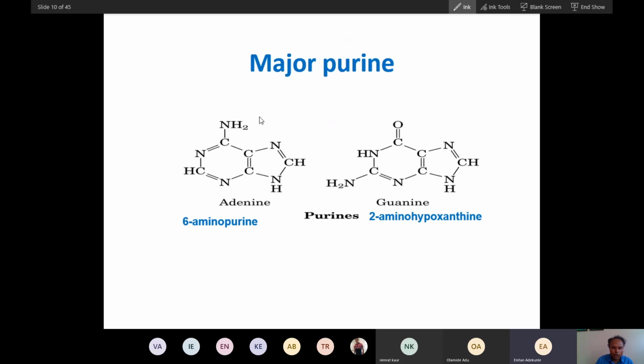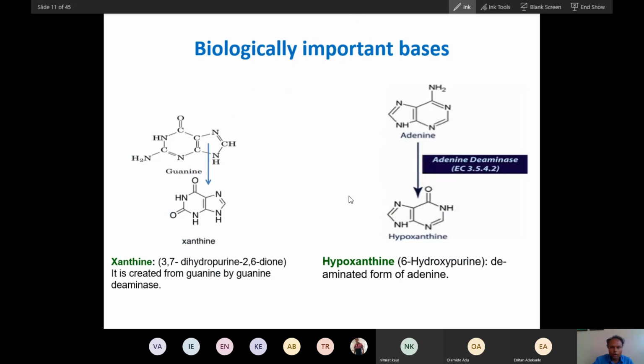The major purines, as I have already told you, are adenine and guanine. What is the difference? Adenine only has an amino group, and guanine has an oxo group and, between the two nitrogens, an NH2 amino group. These amino groups are very susceptible and relatively unstable because deamination can happen easily, in both guanine and adenine.